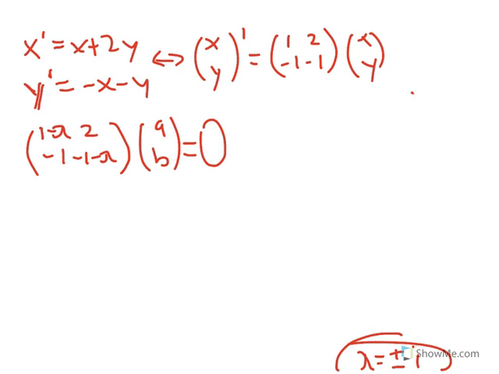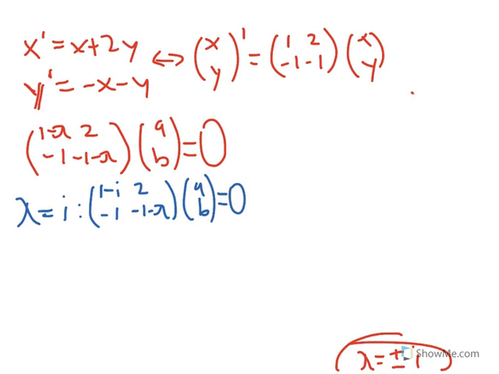Now we'll say lambda equals i. Actually, I'll make this a different color, make it exciting. Lambda equals i. Now what do we get? We get 1 minus i, 2, negative 1 minus lambda, times the matrix, the vector AB equals 0.